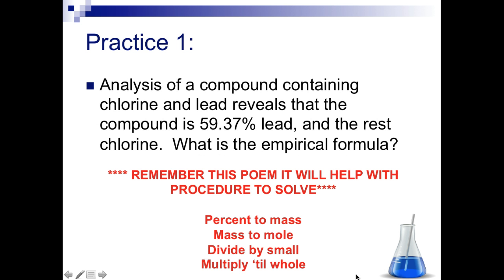Let's look at a practice problem. So we're going to look at the analysis of a compound containing chlorine and lead. In this empirical formula, you're going to figure out how many leads and how many chlorines you're going to have. So first it says that the compound is 59.37% lead and the rest of it is chlorine. When you're given problems like this, I'll give you a hint. You assume that you have 100% to start off with. So 59.37% of it is lead and the rest is chlorine. If you subtract 59.37 from 100, you can figure out how much chlorine you have.